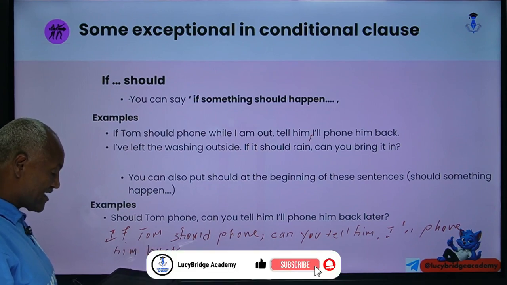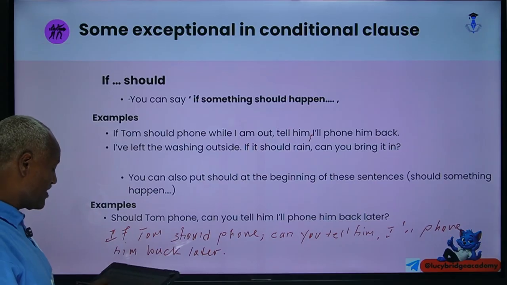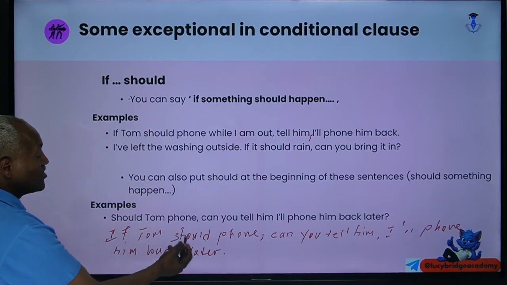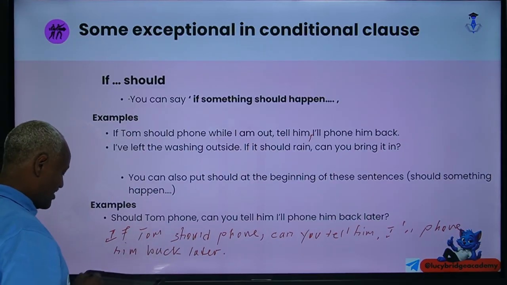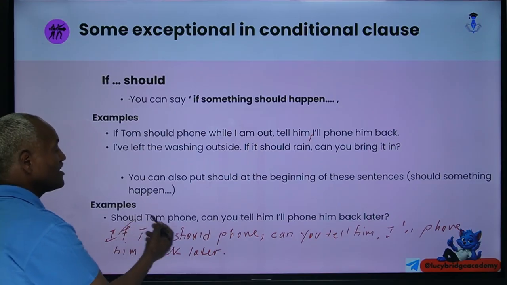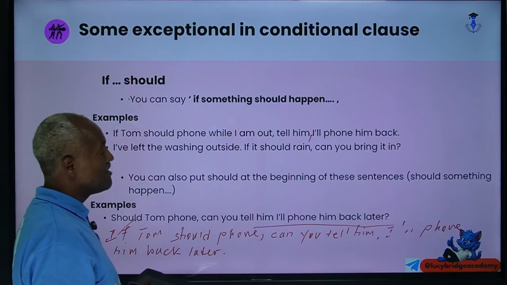I'll phone him back later. For instance, we can write like this. This is not a question anyway. If Tom should, so inversion, maybe we'll see that one. So when we bring this one, it will have this one. That means we cancel out if, and then we will write like this: Should Tom phone? Can you tell him? Therefore, you have to remember these patterns.